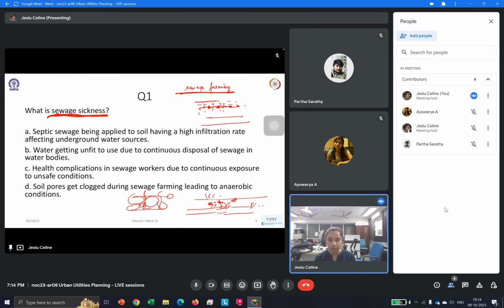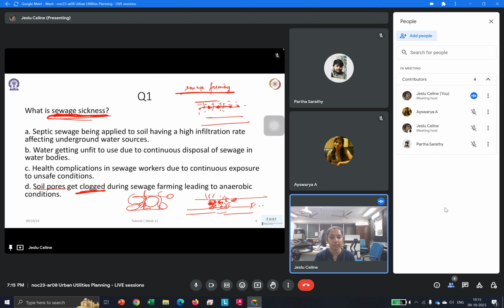So once these pores are clogged, this leads to anaerobic condition. Whatever chemical reaction happens inside the soil after that becomes anaerobic, and this leads to development of methane, sulfur dioxide, and everything. So you get a lot of foul smell also. From the smell itself, we can understand. This phenomenon which happens to soil because of sewage farming by using untreated water, which leads to the clogging of the soil pores, is called sewage sickness.